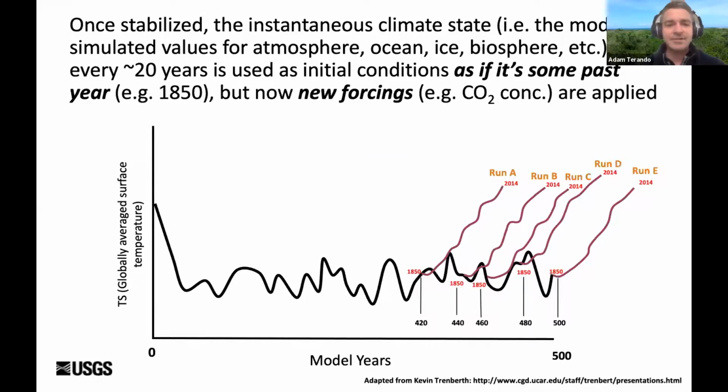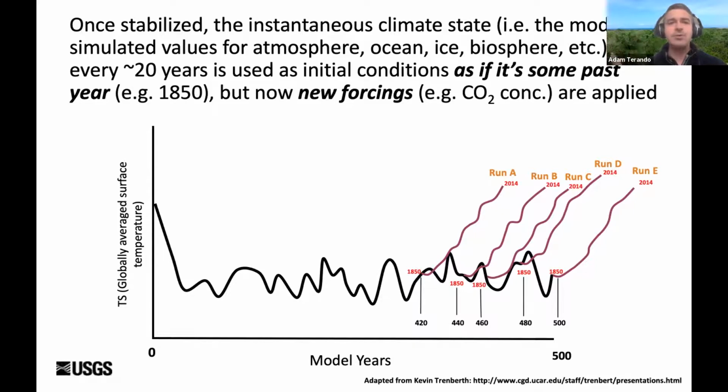Once it's stabilized, after that 500 or 1,000 model years, the instantaneous climate state, which is the model's simulated values for the atmosphere, the ocean, the biosphere, or whatever, every 20 years or so, is used as initial conditions as if it's some past year. Let's say we want to start our climate model experiment in the year 1850, because that represents the last period before humans really started influencing the climate system in a strong way. Then we pick different points along our control run and say, all right, we're going to take this year and use that as our start year for our pre-climate warming year.